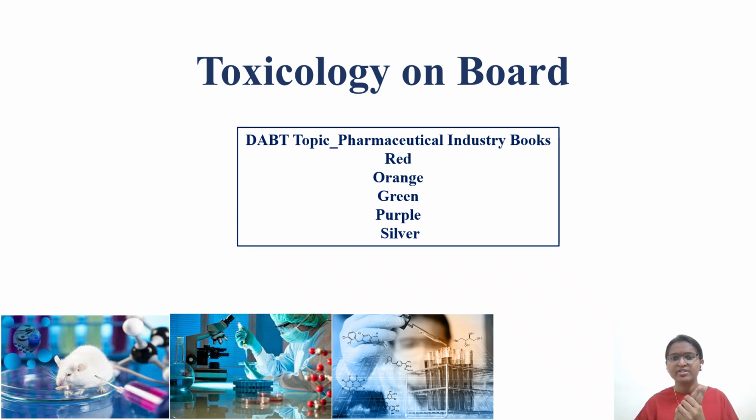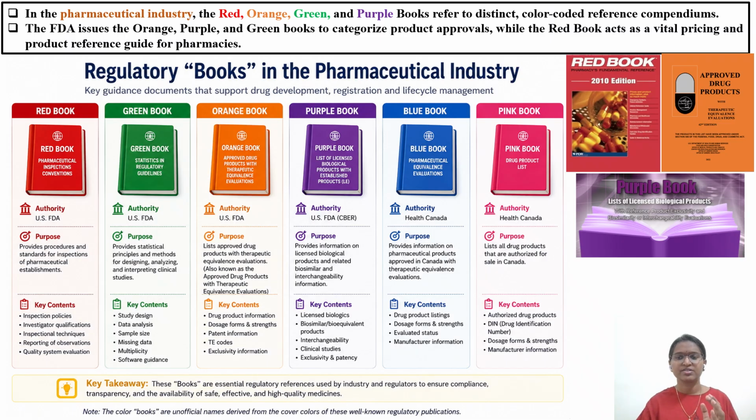Today in this video we'll be discussing various pharmaceutical books. There are some color code books. Under the ABT brochure they have given two books, one is the red book, another they have given is the silver book. So we'll quickly go through what are the different books which are there in the pharmaceutical industry.